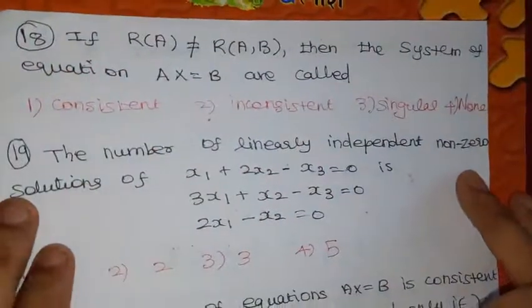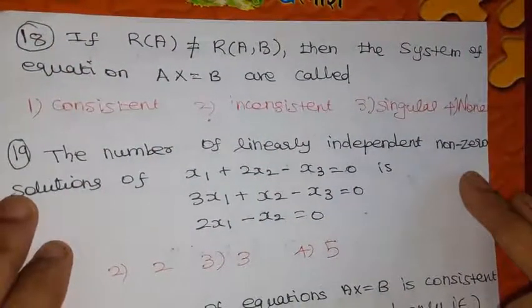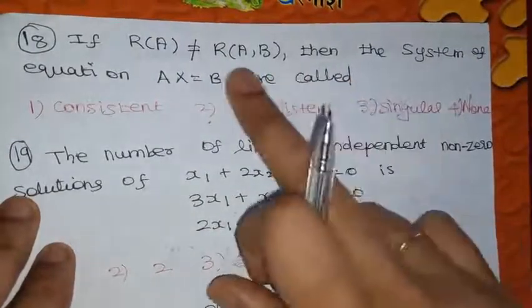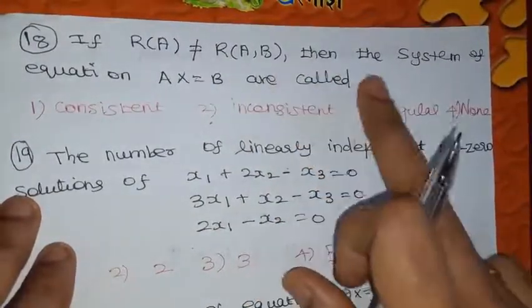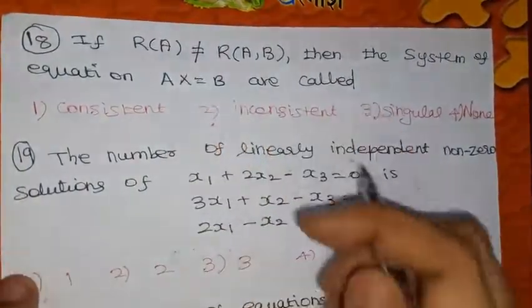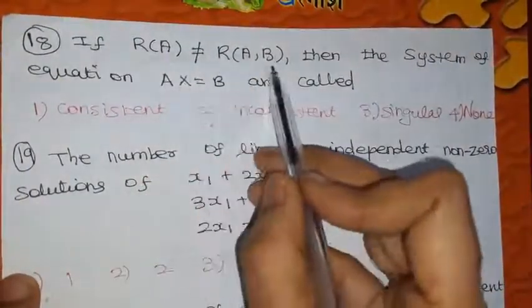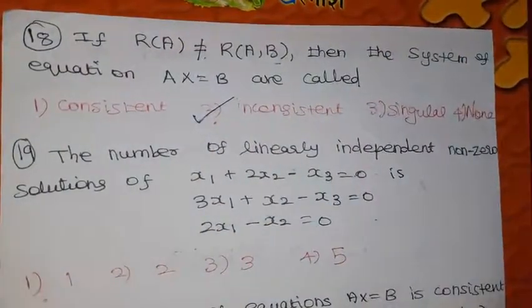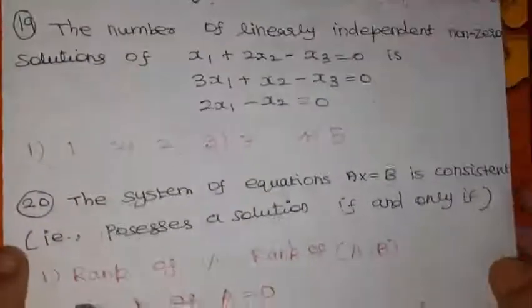Then 18: if rank of A is not equal to rank of AB, then the system of equations AX equal to B is called inconsistent. Sorry, it is inconsistent.